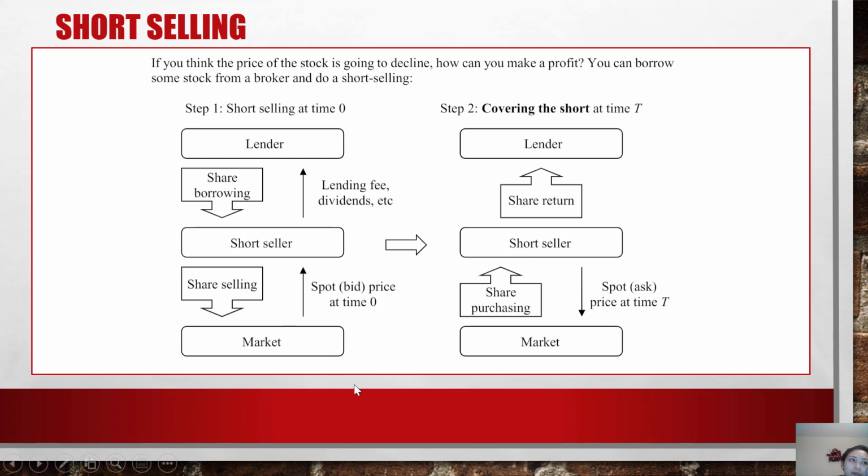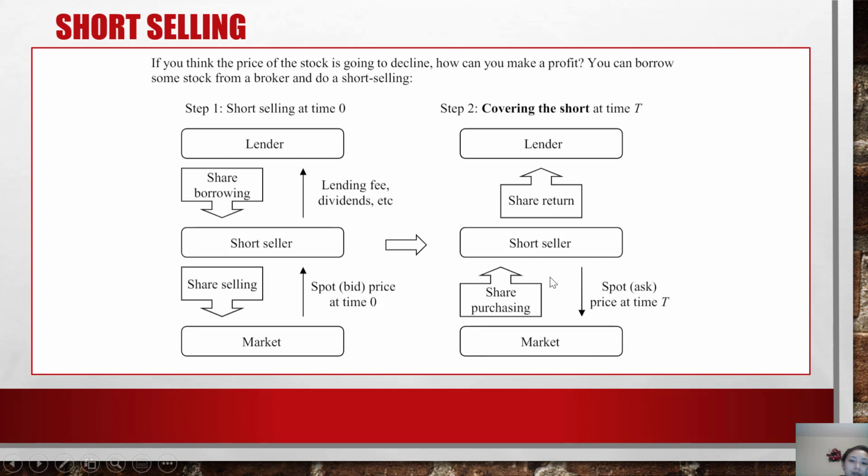Later on, you buy back the stock from the market at a lower stock price ST at time T, and return it to the lender so you can capture the profit, which is the gap between S0 and ST. So here you sell at S0 and then you buy back at the price ST. So you make a profit of S0 subtract ST, ignoring the interest received by investing S0.